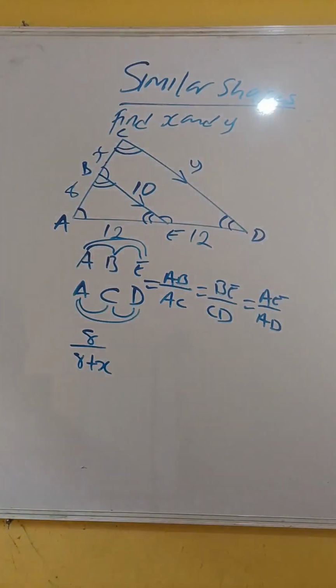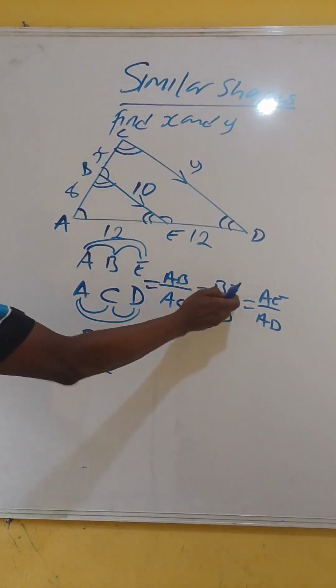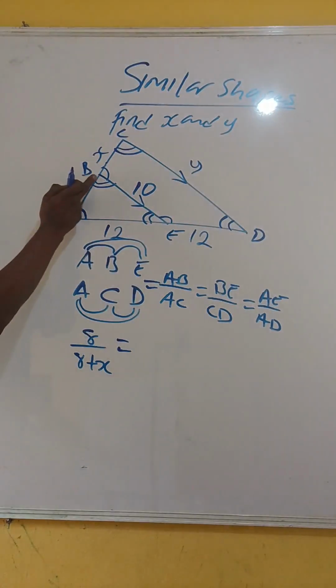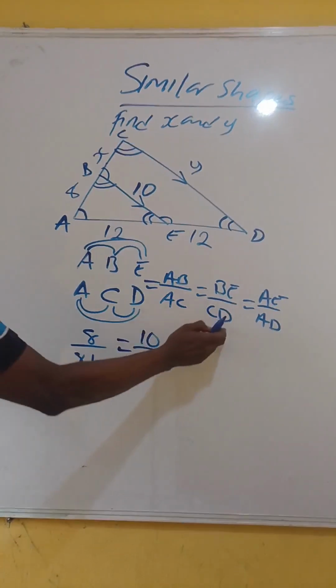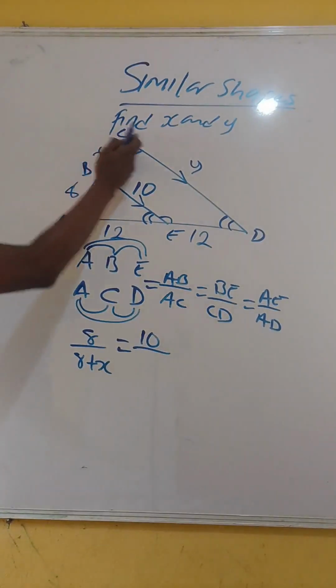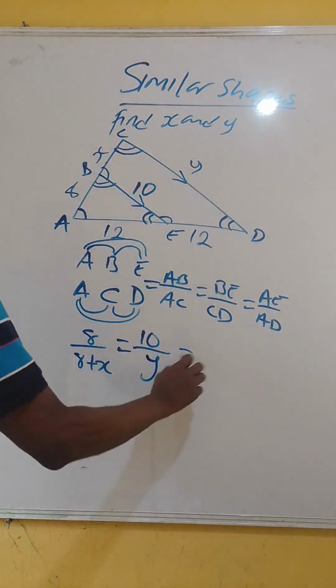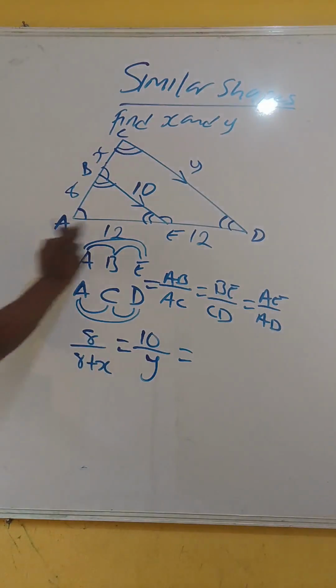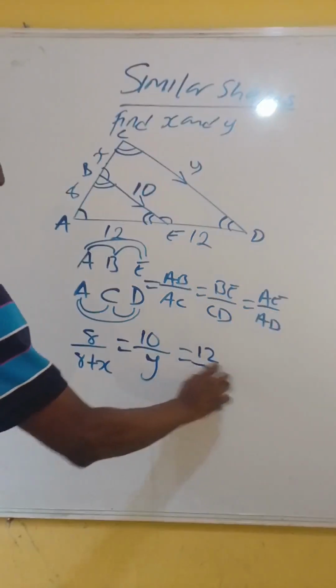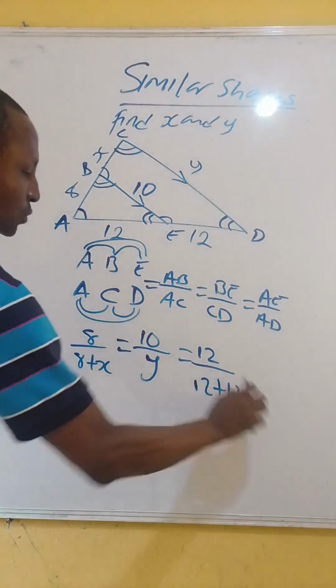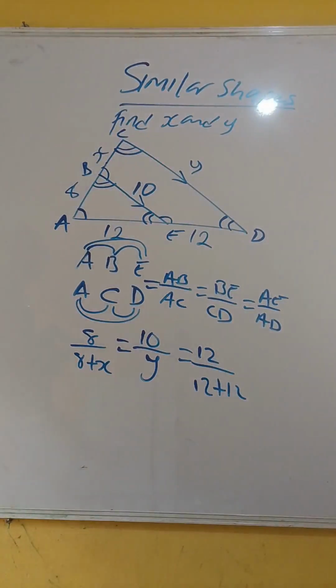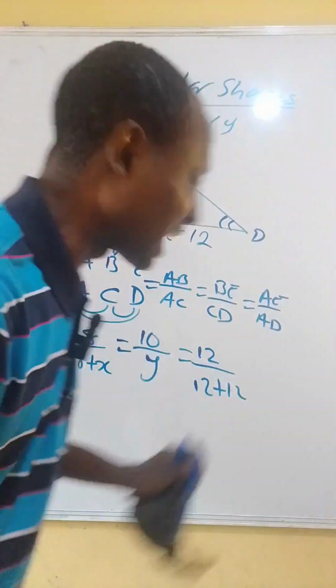Now, 8 over this equals BE. What's my BE? BE is 10. That is 10 over CD. What's my CD? CD is Y, equals AE. See, AE is 12 over AD. AD is 12 plus 12. That is it.